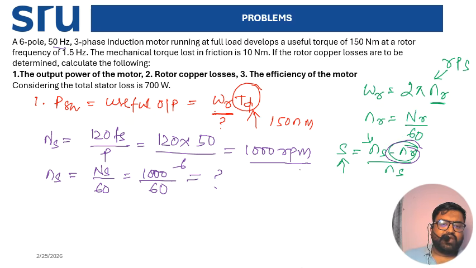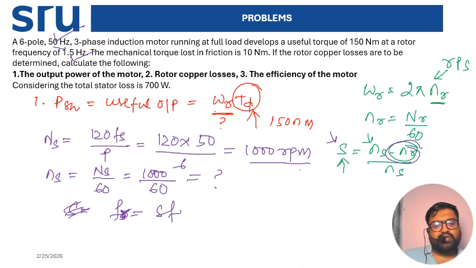Now come to the slip. How to calculate slip? There is a formula. See what parameters are given in the question. The stator frequency is given and the rotor frequency is given. Then can I write the formula related to that? Rotor frequency equals s into stator frequency.